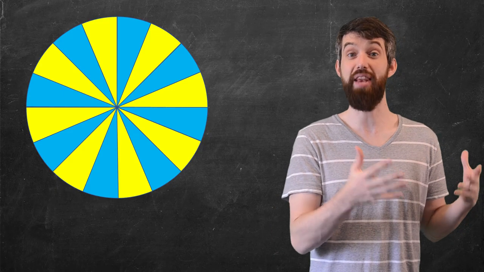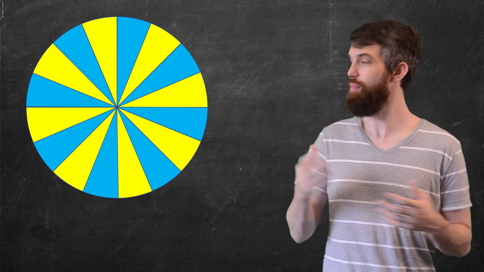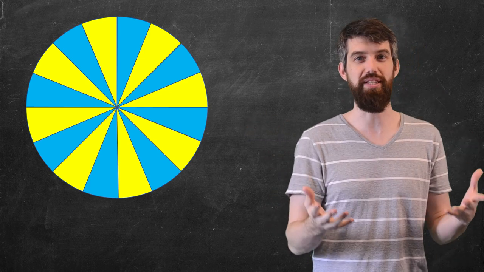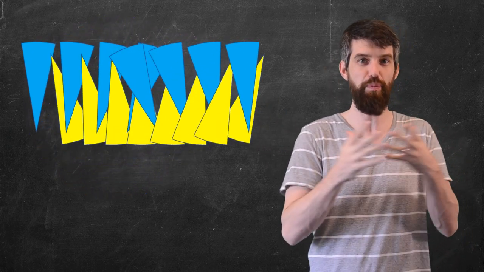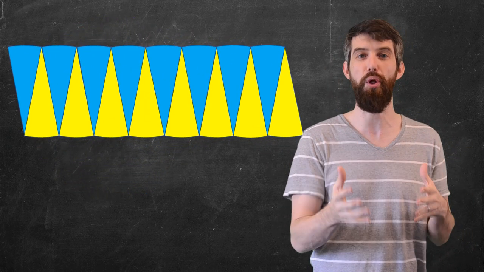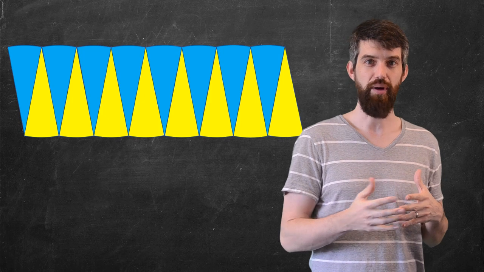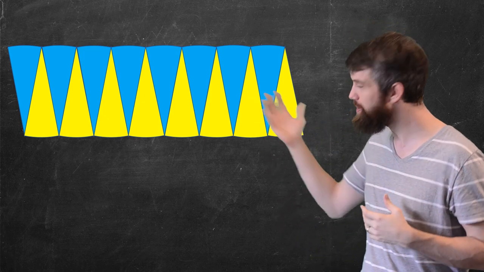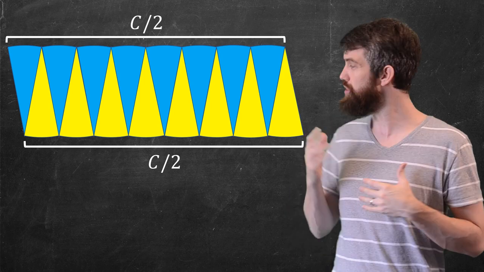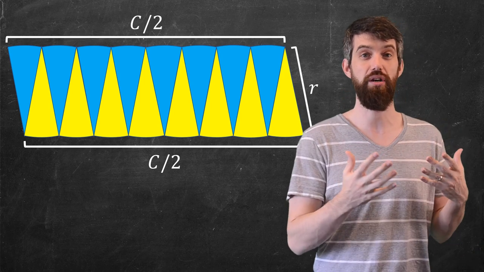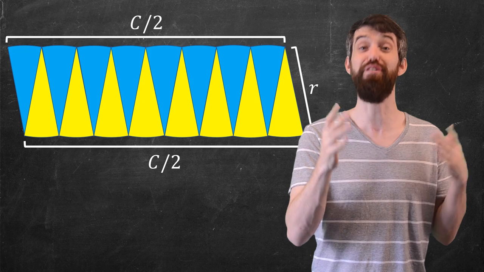Let's see the same thing with an animation. So here I've taken my circle and divided it up into 16 pieces. If I then go and rearrange my pieces, I'm going to put them in this thing that's starting to look a lot like a rectangle. The arc length of the wavy portion on the top is c divided by 2, and c divided by 2 on the bottom as well. And then for the two sides, I'm going to have just the radius r. All right, now comes the fun part.